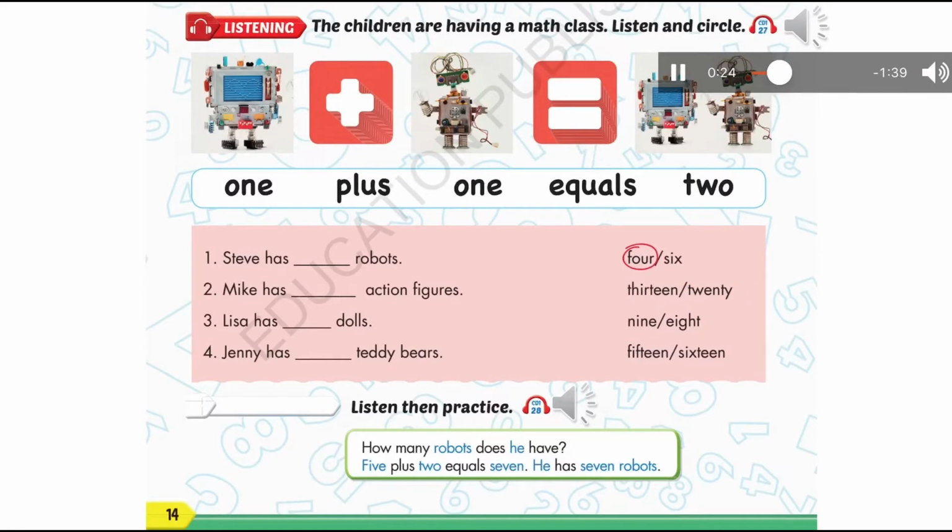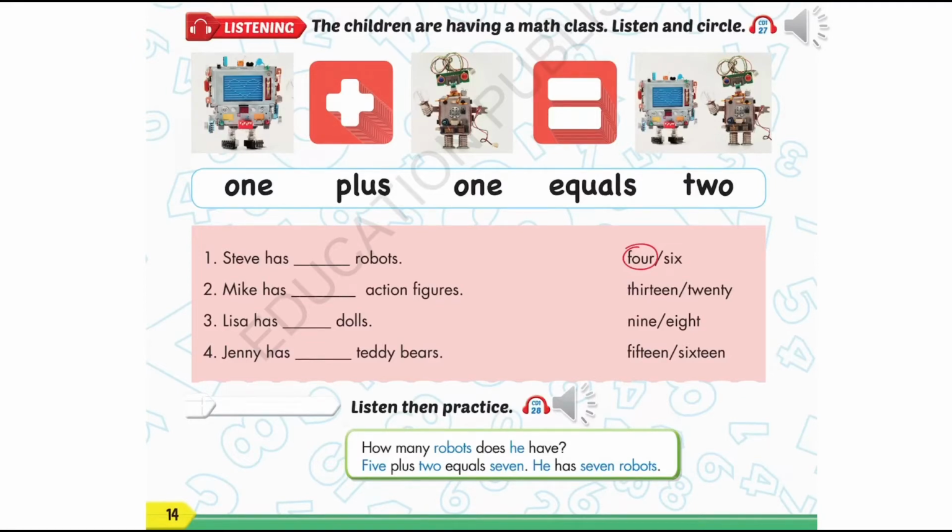3 robots. He has 4 robots. Action figures have. 3 plus 1 equals 4. He has 4 robots. Correct.